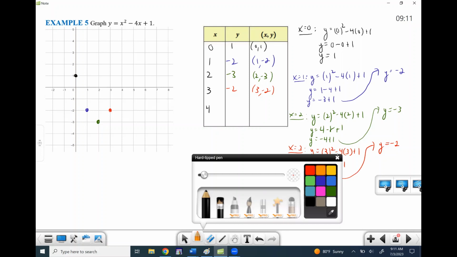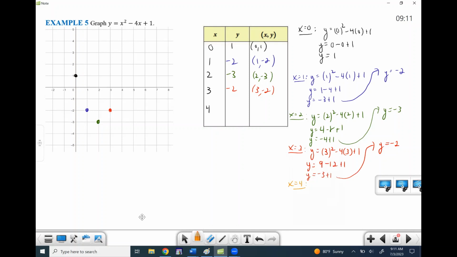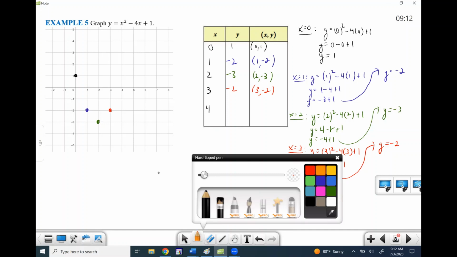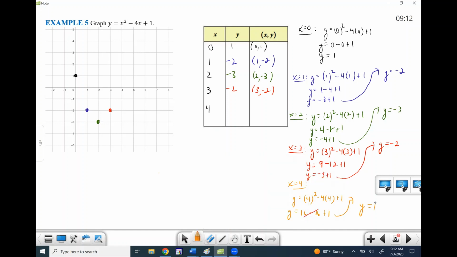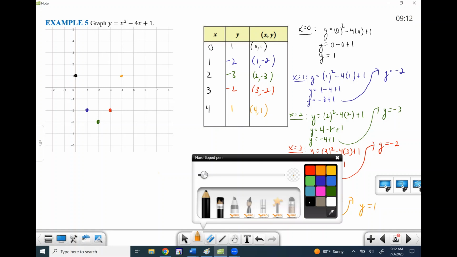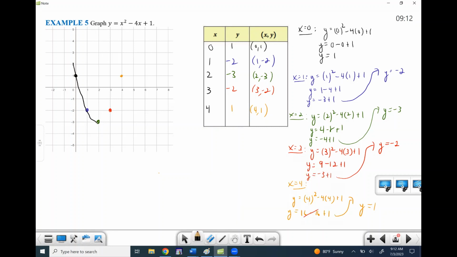Okay. All right, last one, you guys. So x equals 4. So we've got y equals 4 squared minus 4 times 4 plus 1. 4 times 4 is 16. So 16 minus 16 is just going to cancel out. And we're just left with y equals 1. So 4 comma 1. So over 4, and now it's positive 1, so up 1. And I think we can see what's happening here. It looks like we have what is called a parabola.